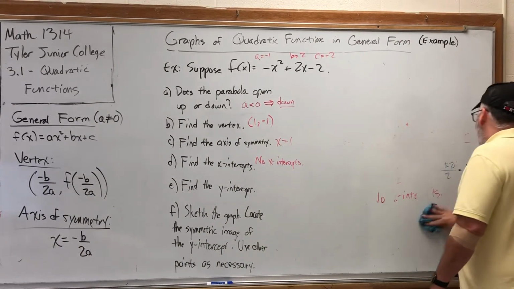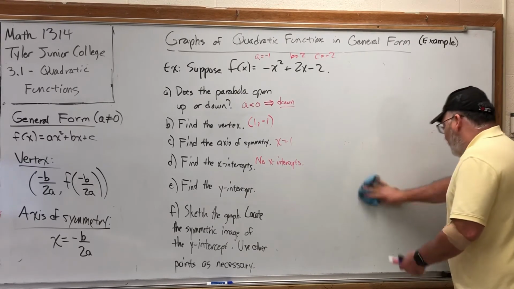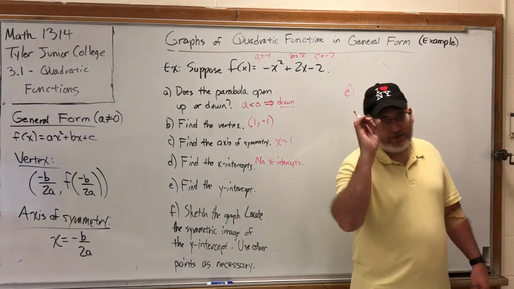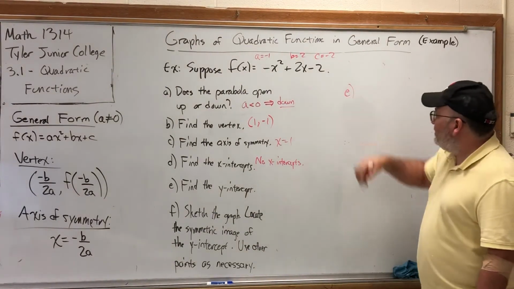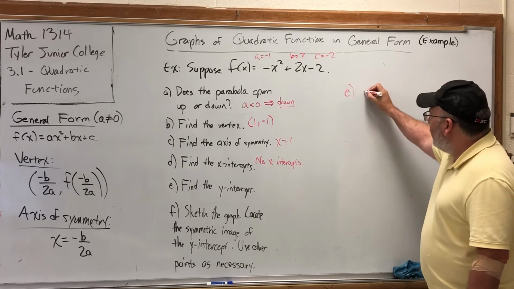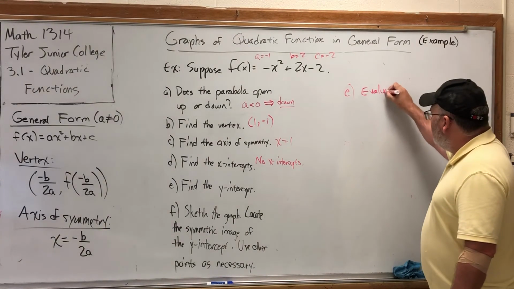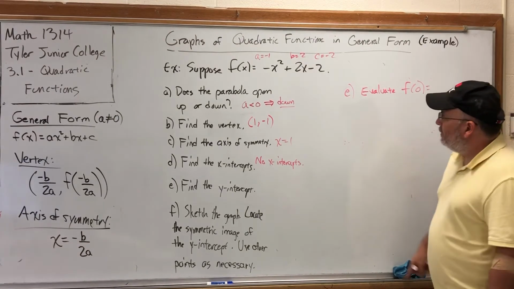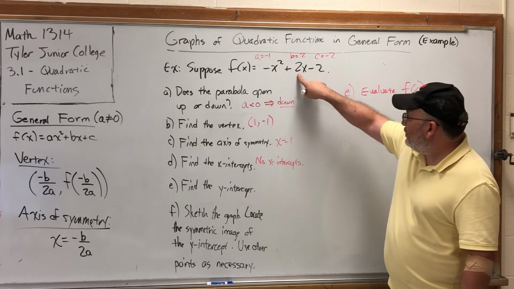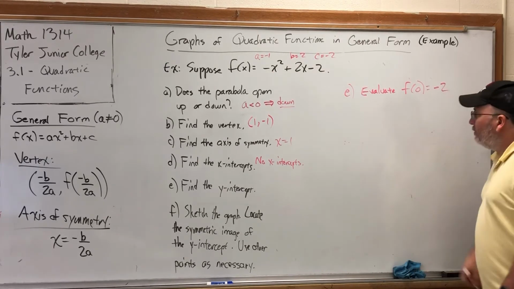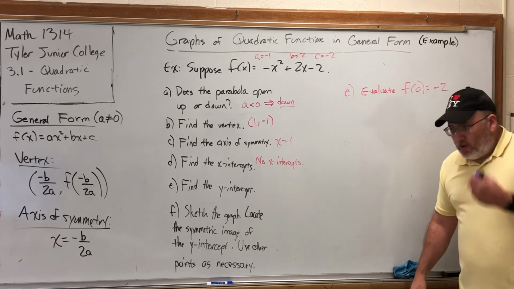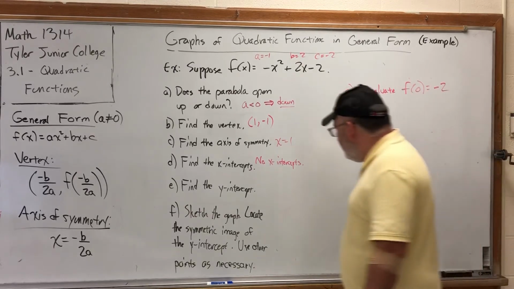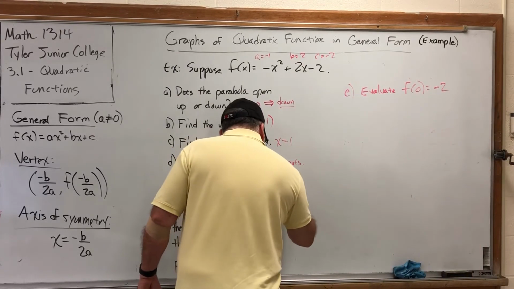Now, by contrast, the y-intercept is easy. To find the y-intercept for any function, the y-intercept is on the y-axis, which means its x is 0, x is the input. So to find the y-intercept, all you have to do is evaluate f of 0. Well, that's pretty easy for this one. 0 makes this disappear and this disappear, leaving us a -2. Now be careful, the last number is not always the y-intercept. There are exceptions, but in general form it is. So our y-intercept is 0, -2.